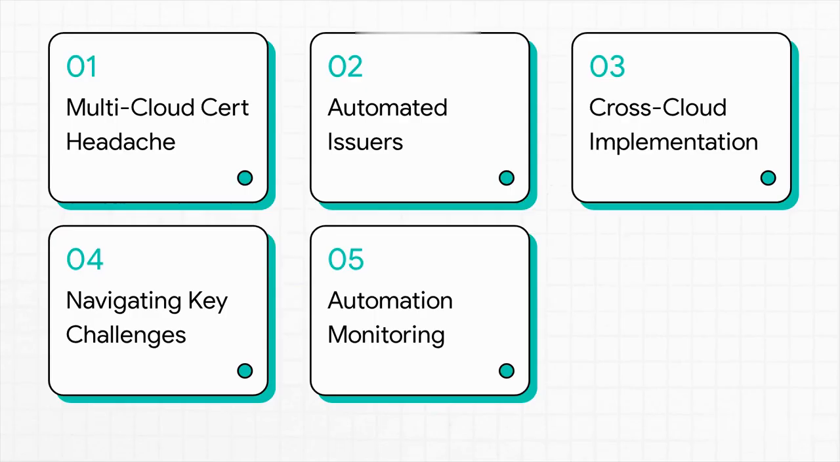All right, here's our game plan. First, we're going to talk about the big headache, that multi-cloud certificate mess. Then, I'll introduce you to the solution, automated issuers. After that, we'll walk through a high-level plan to get it done, tackle a couple of key challenges you'll probably run into, and finally, we'll cover why you can't just set it and forget it.